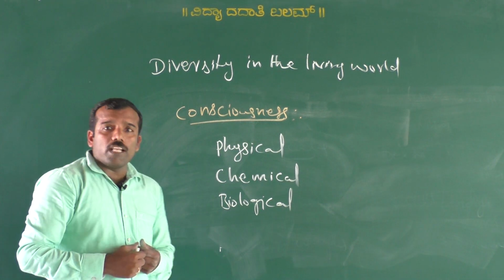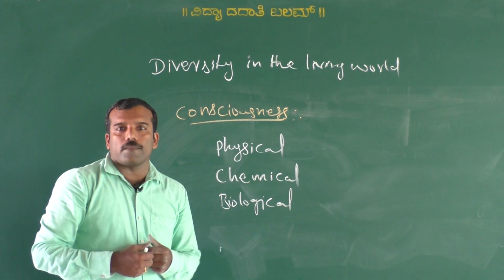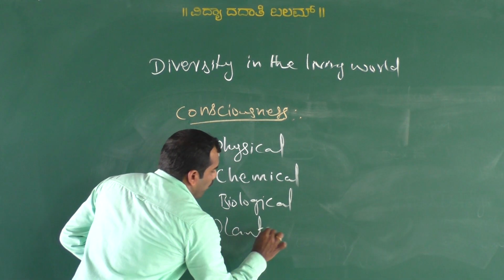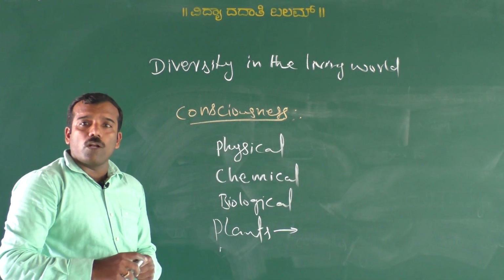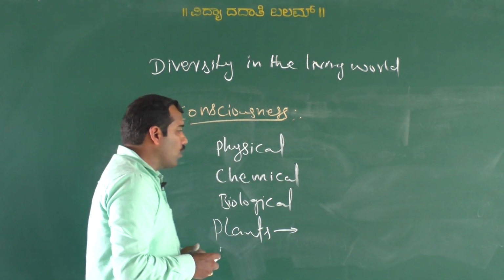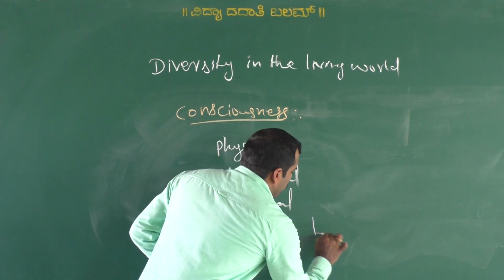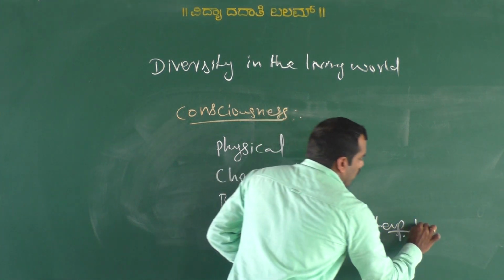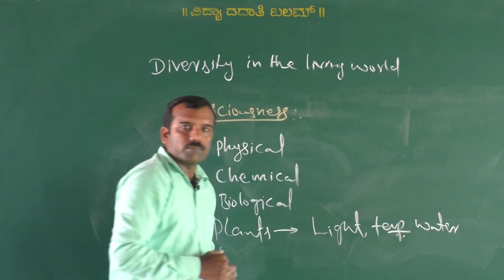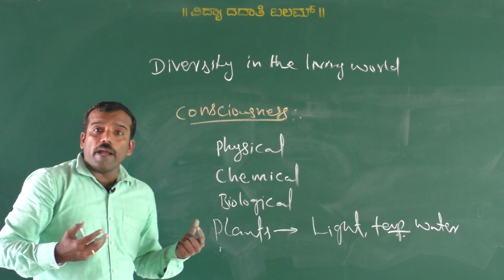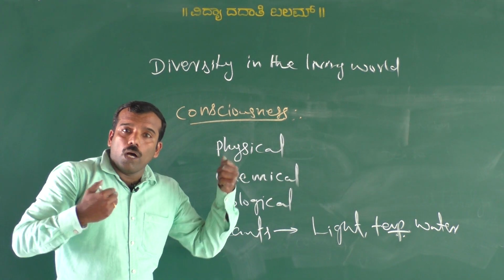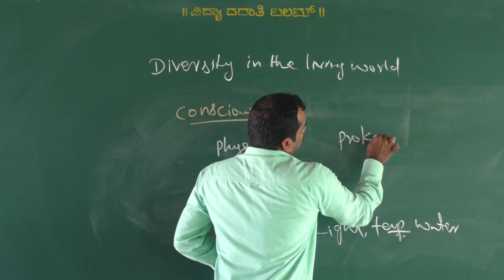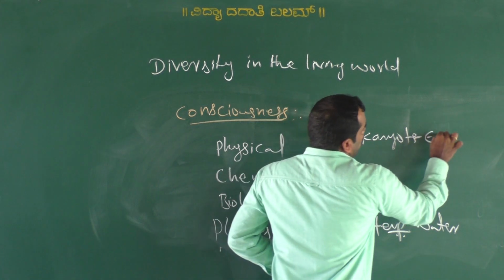So only the living organisms respond to external stimuli. Even plants also respond. Plants respond to external climatic or environmental factors like light, temperature and water. All the living organisms respond to external stimuli, from a prokaryote to a highly advanced eukaryotic organism, prokaryotes to eukaryotes.